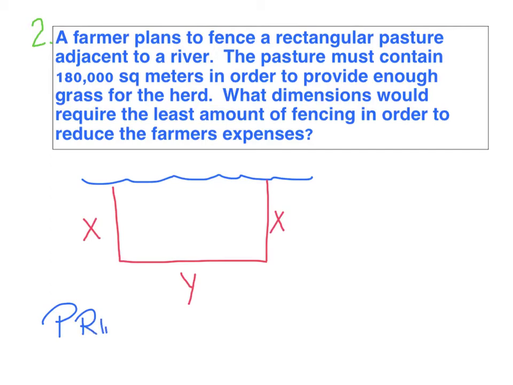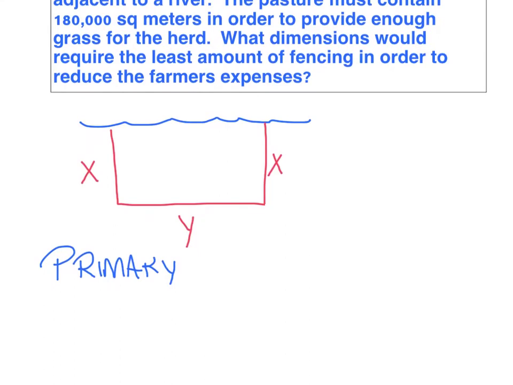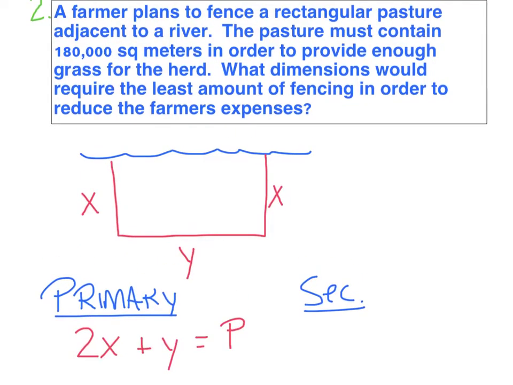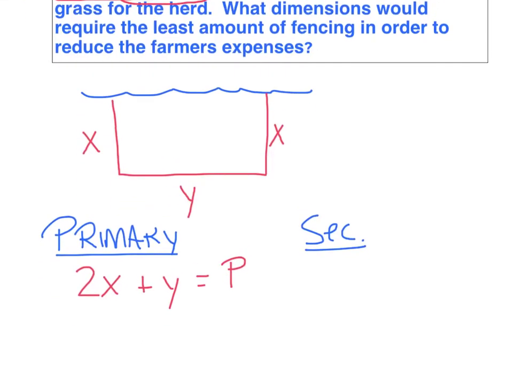So my primary is going to be about my perimeter, which I'm going to say is 2x plus y is my primary equation. And remember, my secondary is going to be the amount that's fixed. Well, if you go back, it says you have to have 180,000 square meters. The unit should give it away, basically. If I say square meters, I'm talking about this pasture's what? You've guessed it, area. So I'm going to say this is x times y equals 180,000. And again, that's my fixed amount for my secondary.